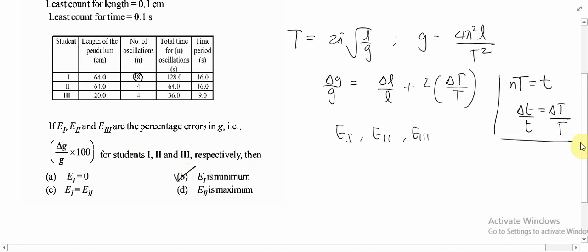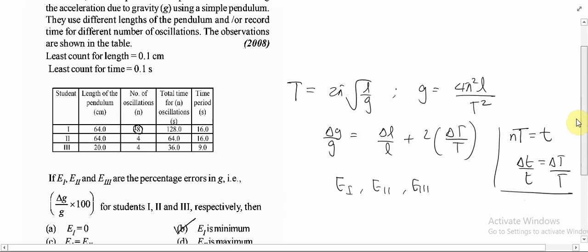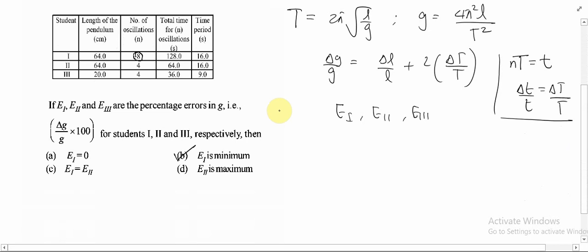So one more thing, this question is for only a single correct answer. If it is a multiple select question, you have to check each one of the options, then you have to calculate E1, E2 and E3. But if it is a single correct question, then you can stick with what I have just said. So option B is the correct answer.